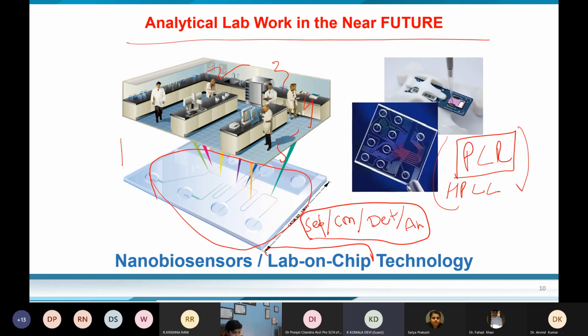Even I have done it. So this gives you the lab on a chip system. So that's the future of the detection of any molecule which is sitting in any matrix.